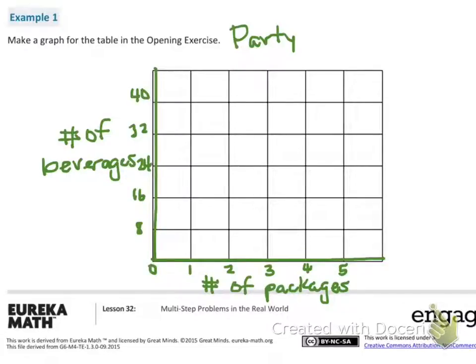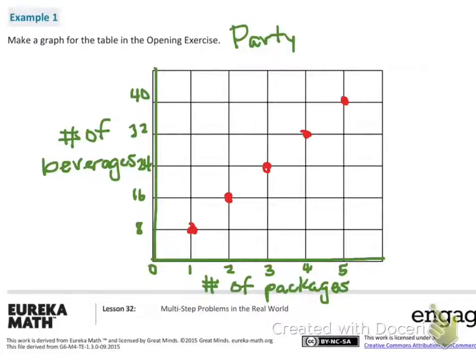So let me get you a new color so we can see where these go. If I buy 1 package, I get 8 beverages. If I buy 2 packages, I get 16. If I buy 3, I get 24. If I buy 4, I get 32. And if I buy 5, I get 40. So there's our graph.